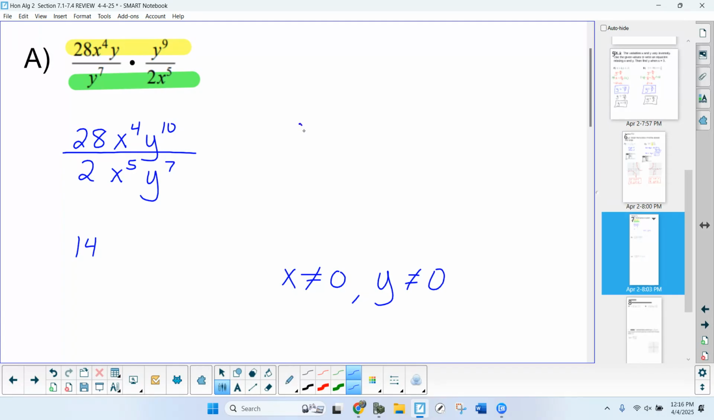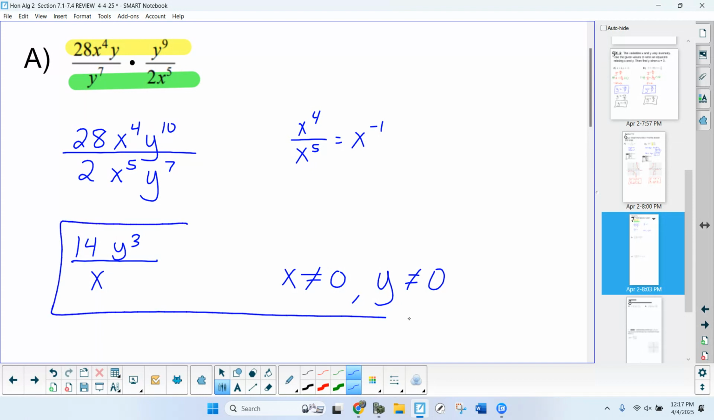Now, guys, you could do x to the 4th over x to the 5th. When you subtract, you get x to the what? -1. So where's it going to go? On the bottom. Or sometimes, in my mind, I think I have 4 on the top, 5 on the bottom. How many of them cancel? 4. What am I left with? 1 on the bottom. Okay. How about the y's? What is 10 minus 7? And that's left on the top. There's your answer. All right. Questions on A?